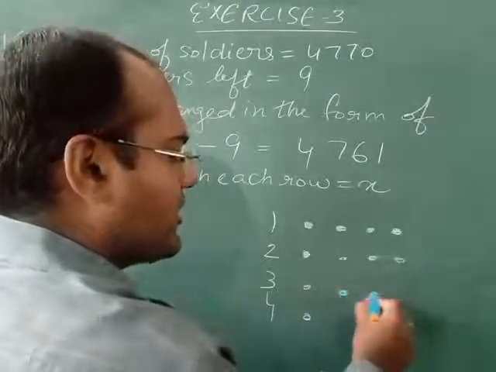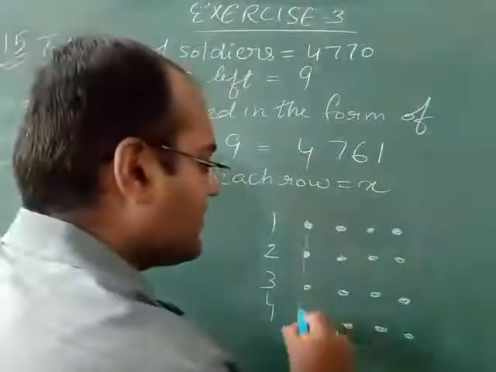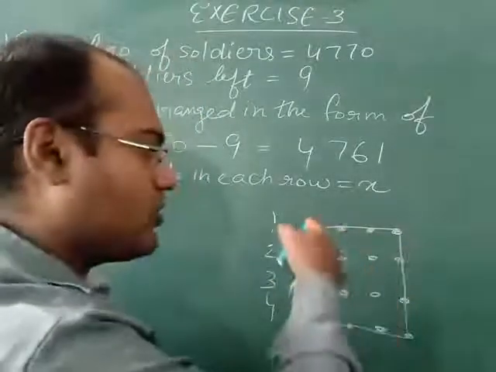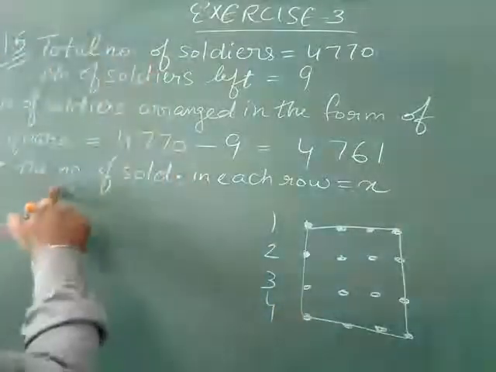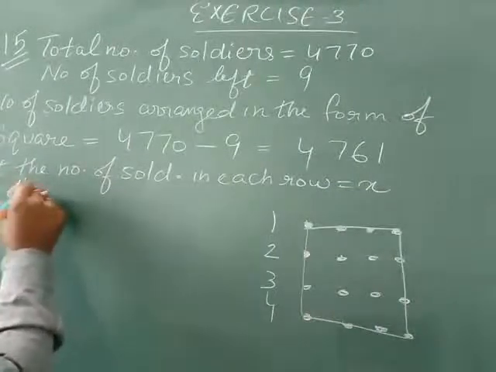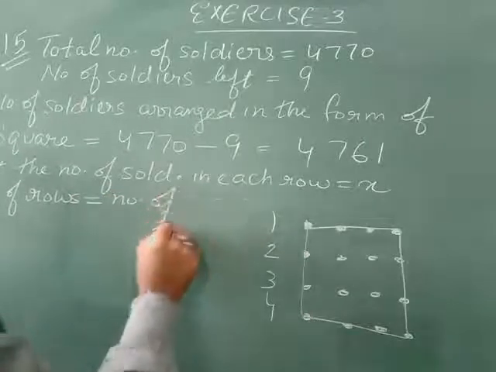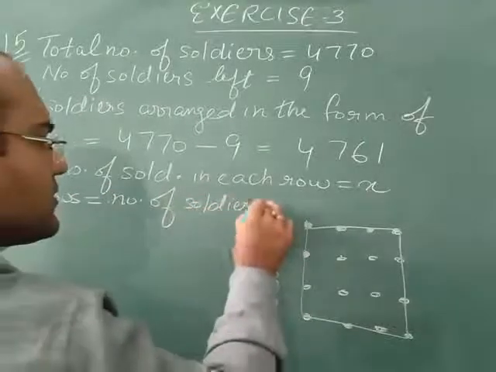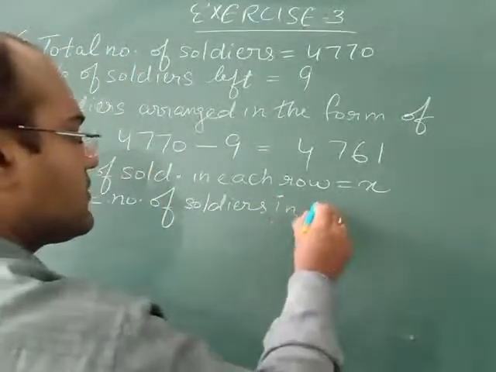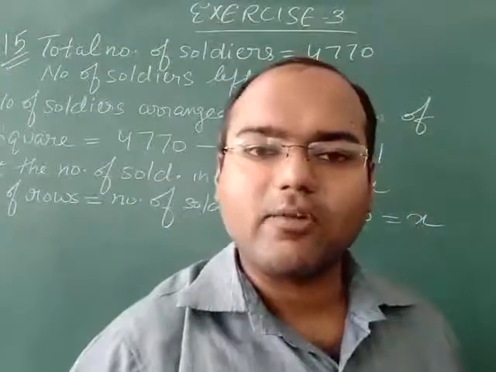तभी वो अरेंजमेंट स्क्वायर जैसा नजर आएगा, जब जितने सोल्जर्स एक लाइन में हैं उतनी ही लाइन हमें लेनी पड़ेंगी. तो आपको क्या लिखना है? नंबर ऑफ सोल्जर इन ईच रो आपने x लिया था. तो अब नंबर ऑफ रोज इक्वल नंबर ऑफ सोल्जर इन वन रो, दोनों x लेने पड़ेंगे, तभी वो अरेंजमेंट स्क्वायर होगा.